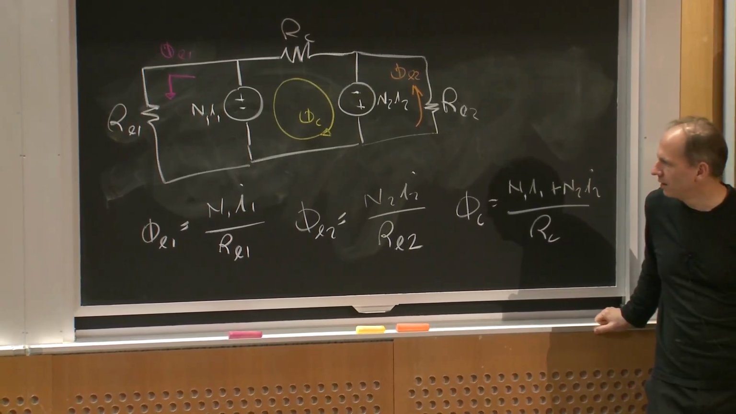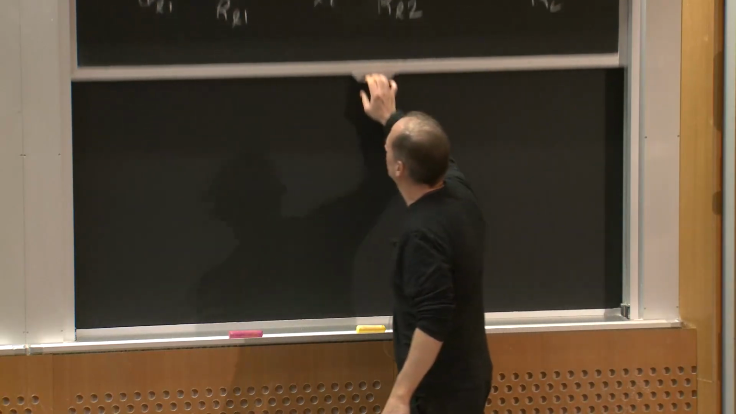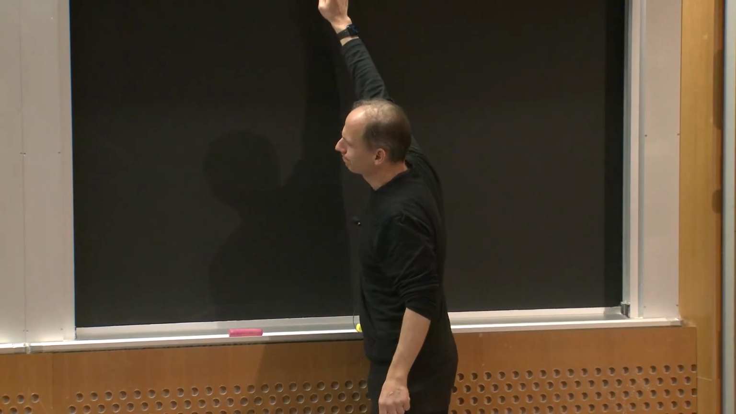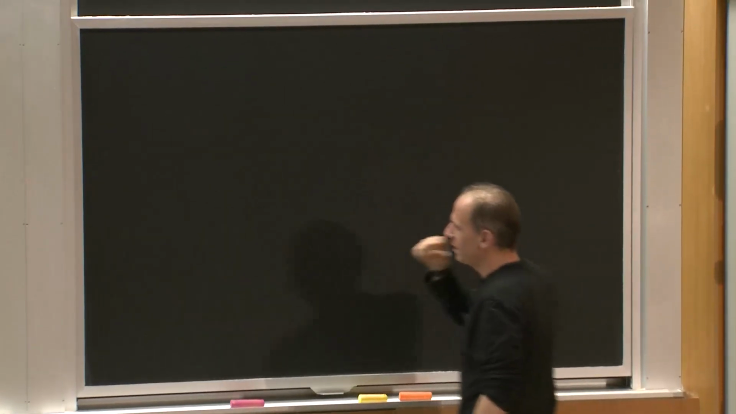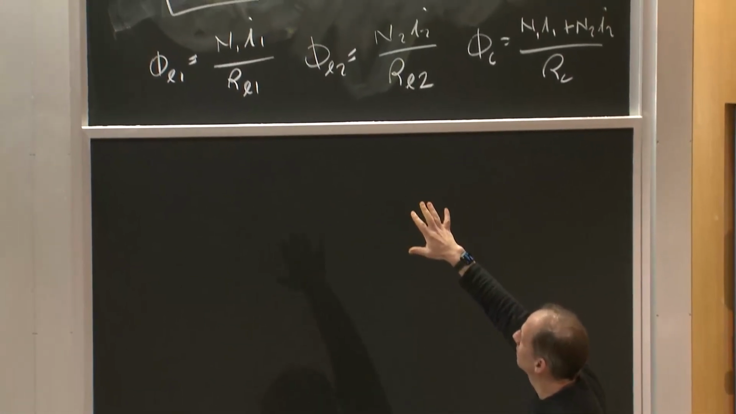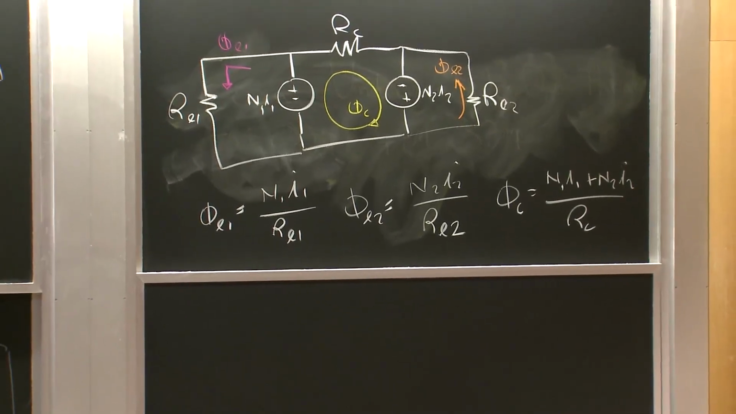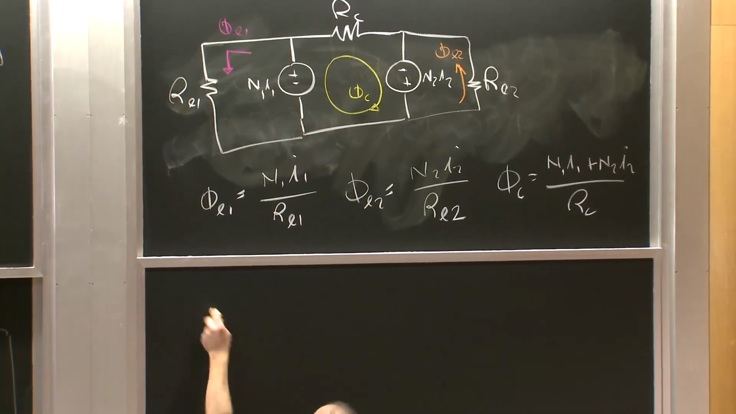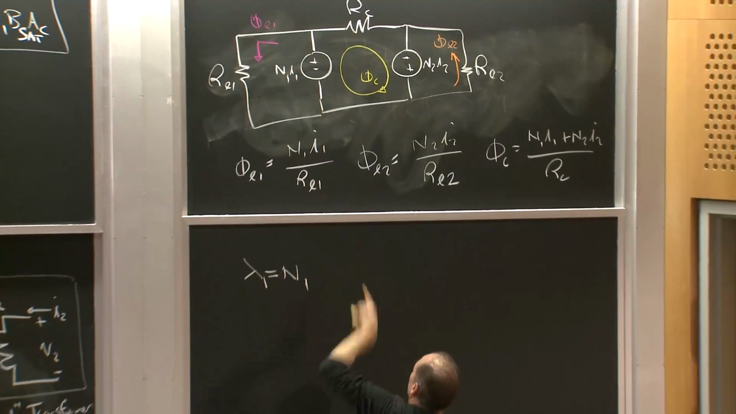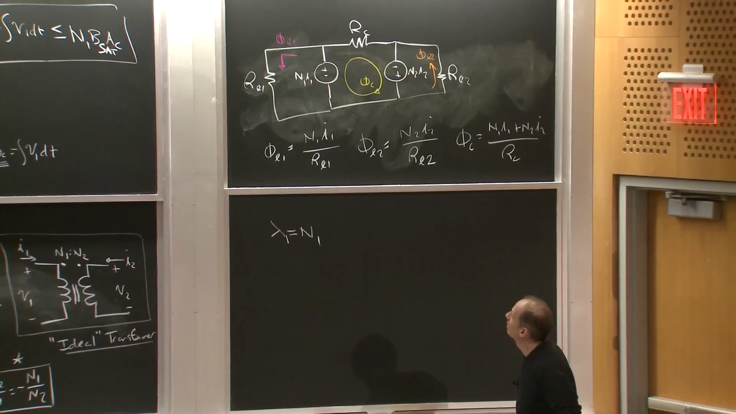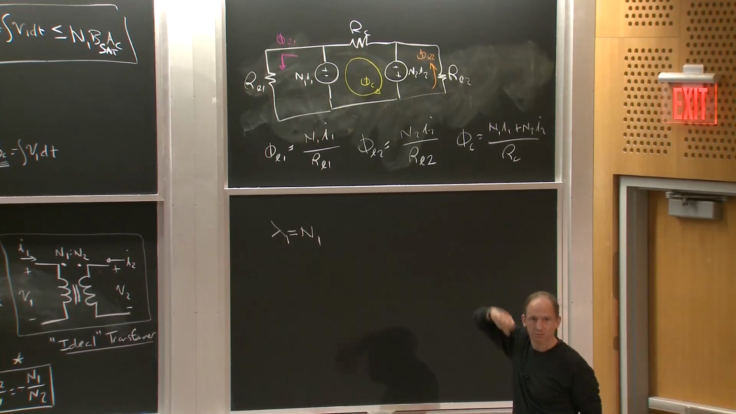So what do I get? Well, I can basically figure out what the net flux linkage on winding 1 is, right? What's lambda 1? Lambda 1 is equal to N1 times the total flux coming out of the positive terminal of the MMF source, N1I1, right?